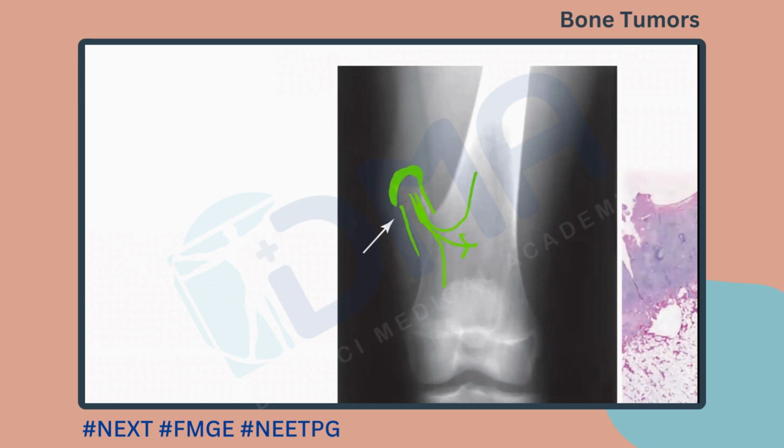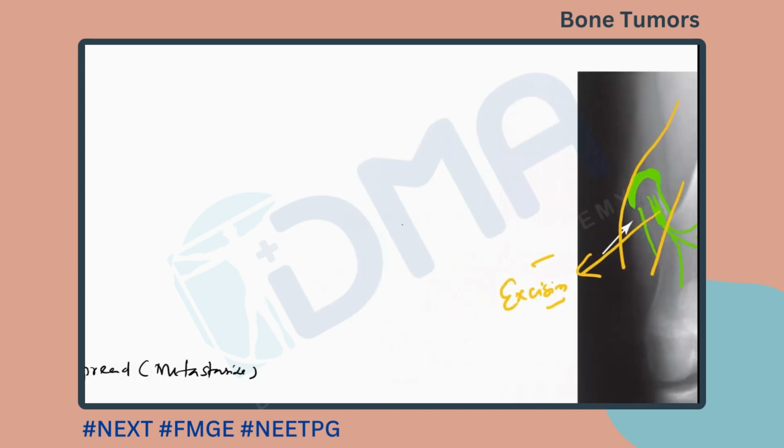Just imagine if there is a nerve running here, it can compress the nerve. If it compresses the nerve, you will have severe pain. So if you have pain, you will cut this bone and remove it. That is called what? Excision. Okay, clear? Fine. So with this, we are going to the next part of the benign tumors.